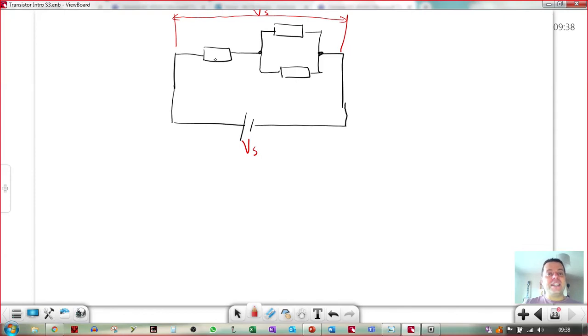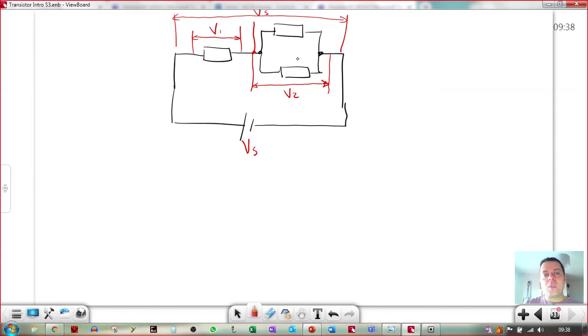So this resistor is in series with this parallel branch. So there's a voltage drop here, which we would call V1. And then there's a voltage drop across the parallel branch, which we call V2. I haven't drawn this very well, have I? So V1 plus V2 equals Vs.